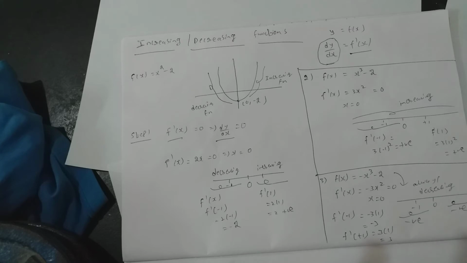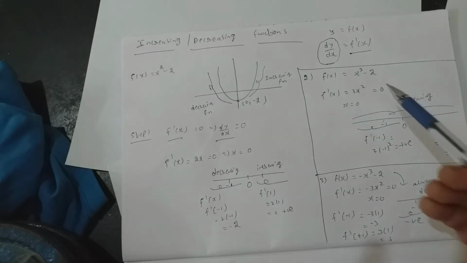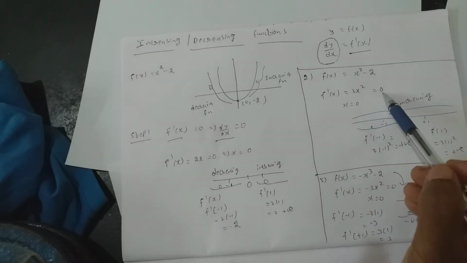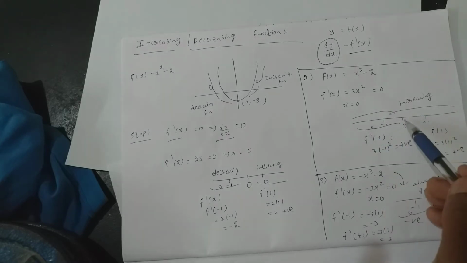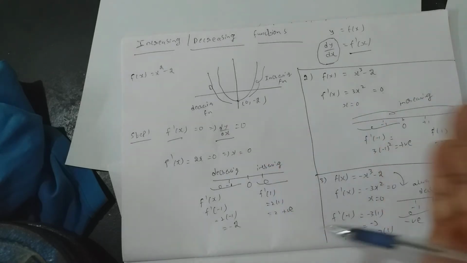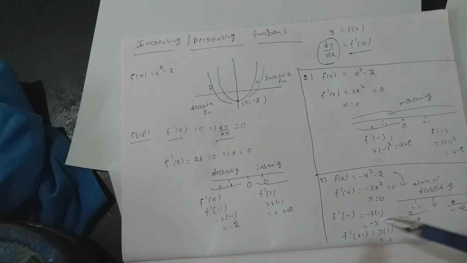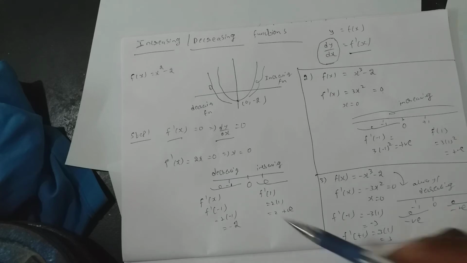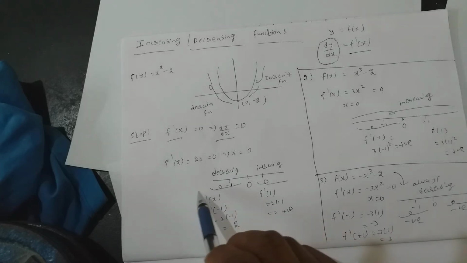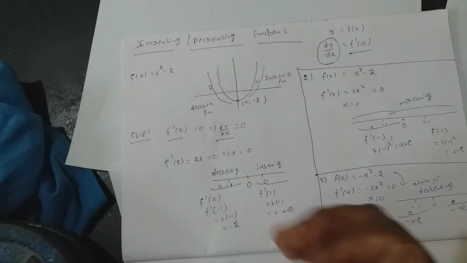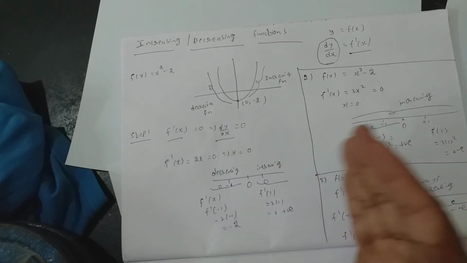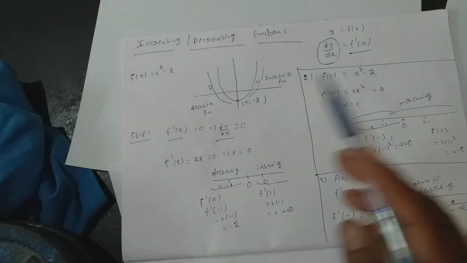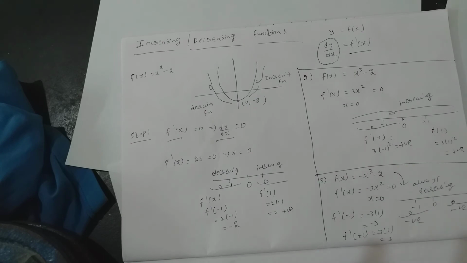Am I clear with increasing or decreasing functions? The first step is f dash x equal to 0. Whatever value of x you get, put that on the number line. Then before and after that value, you need to check where it is increasing or decreasing. If you got positive both times, it's always increasing. If you got negative both times, it's always decreasing. If you got decreasing on one side and increasing on the other side, it's decreasing on one side and increasing on the other side. Am I clear with this introduction?